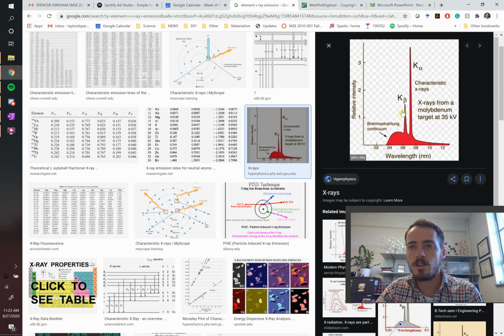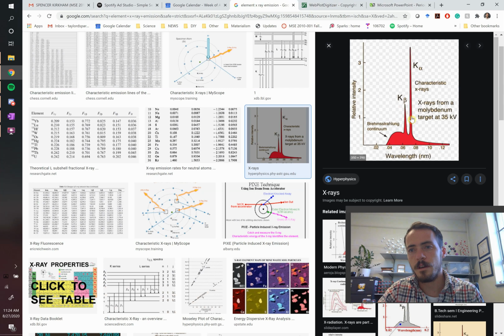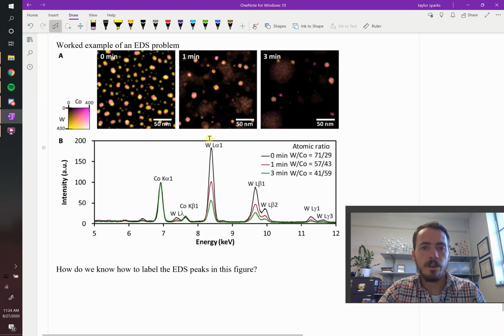But you will have some sharp peaks, and these come from when you hit one of these electrons, which causes a higher one to fall down from one of these different levels. So you're going to see sharp peaks. We take advantage of this when we do EDS spectroscopy. Coming back over here, what you're seeing is the sharp peaks coming from EDS spectra, okay?